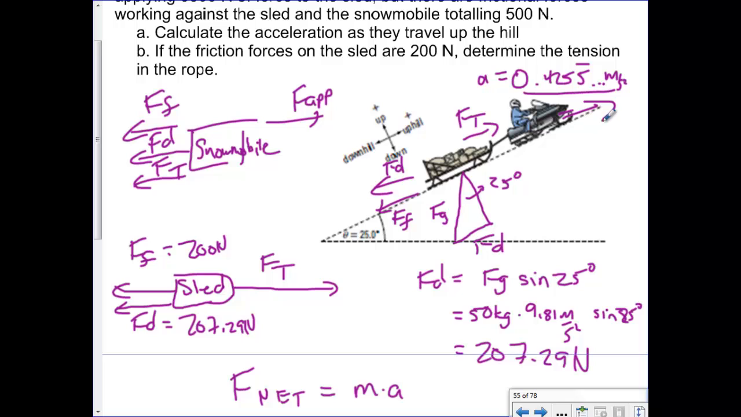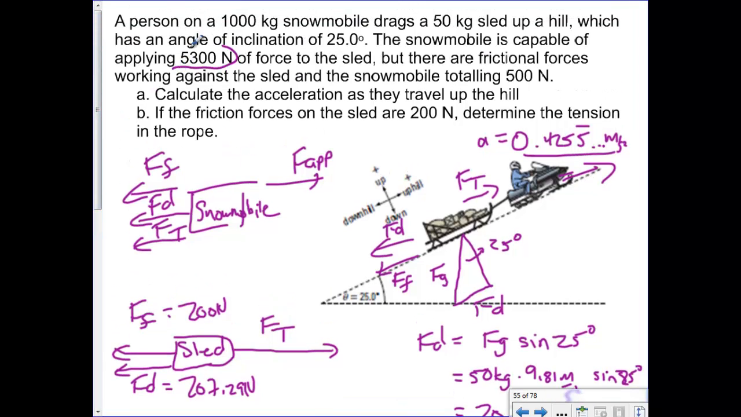Okay, this snowmobiler right here, if we were doing a free body diagram for him, he's going up the hill because he's got like the applied force of 5,300 newtons. That would be this guy. Okay, but what would be his forces pulling him backwards? Well, he would still have friction. He would also still have a downward force pulling him downward. And thirdly, he'd also have tension.